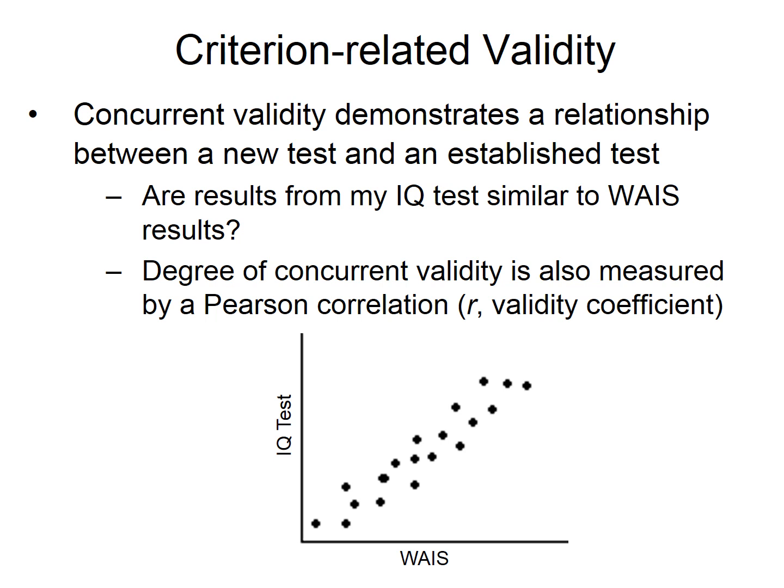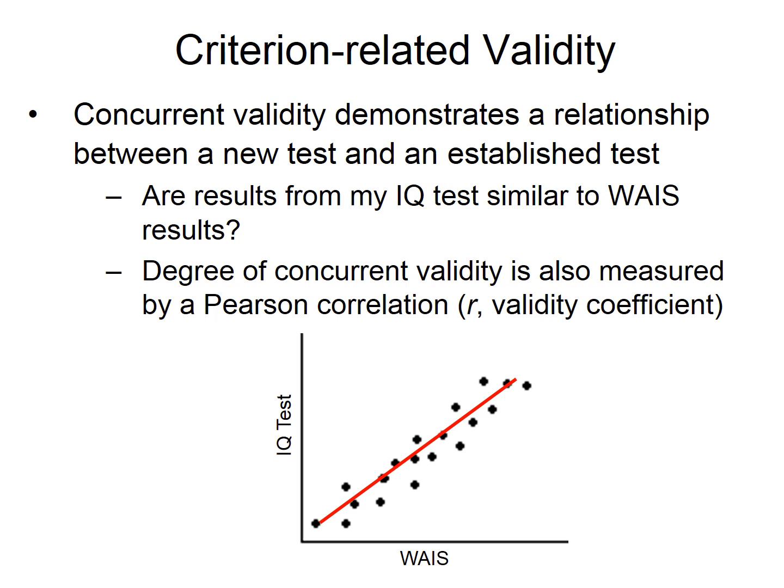So are the results of my pen and paper self-report IQ test similar to the existing WAIS self-report pen and paper test? So again, concurrent validity is measured by a Pearson correlation, and again, the stronger the correlation, the stronger the argument of criterion-related validity, in this case, concurrent validity. So again, what makes this different than predictive validity is we're no longer actually predicting something that we're wanting to use our test to predict.